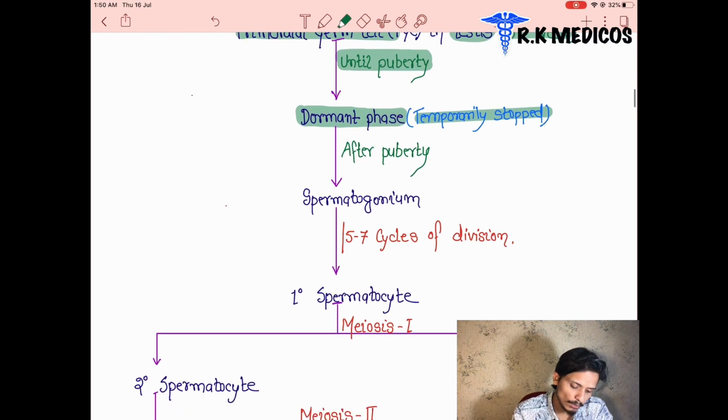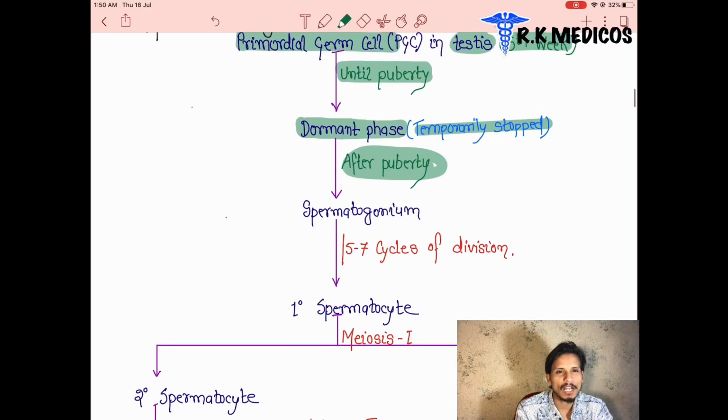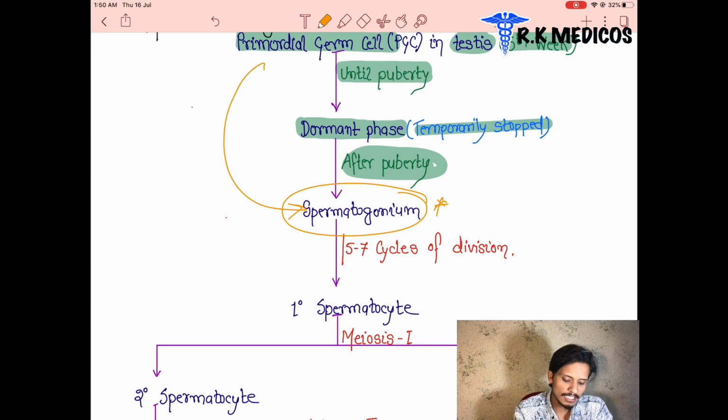These primordial germ cells are converted into a spermatogonium after puberty only, not before puberty. There are some hormonal changes participating in this spermatogonium formation. We are not going to discuss that here, as this is a part of obstetrics or gynecology.